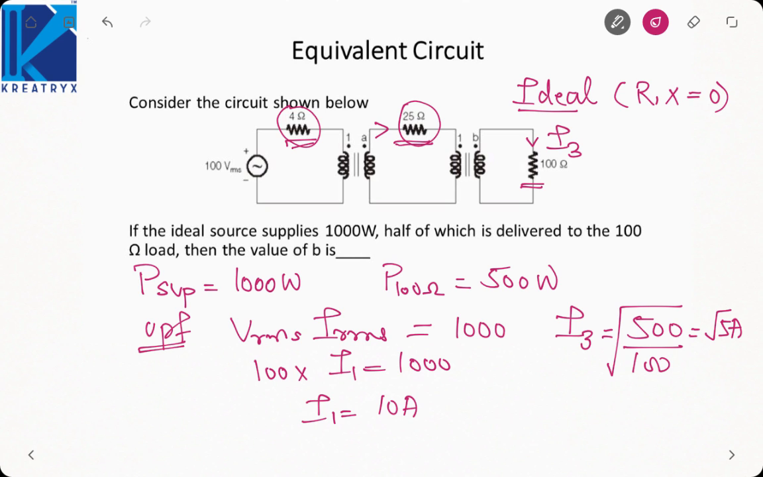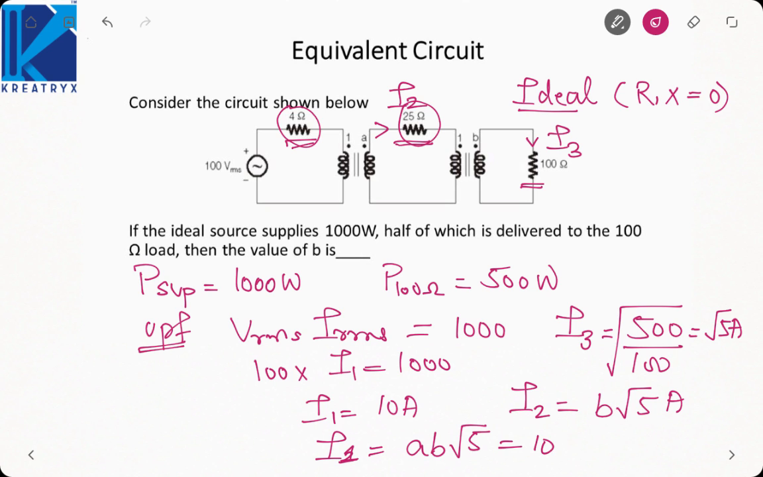Based on that I can calculate I2 just by turns ratio. I2 will be B root 5 ampere. And from that, let us calculate I1. I1 will be AB root 5, which is already equal to 10, which means AB will be equal to 10 by root 5. So that is the first equation that I get. Once I know this, I need to find another equation because there are two variables, A and B.